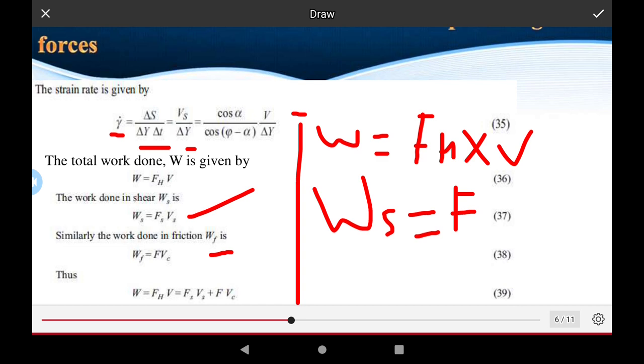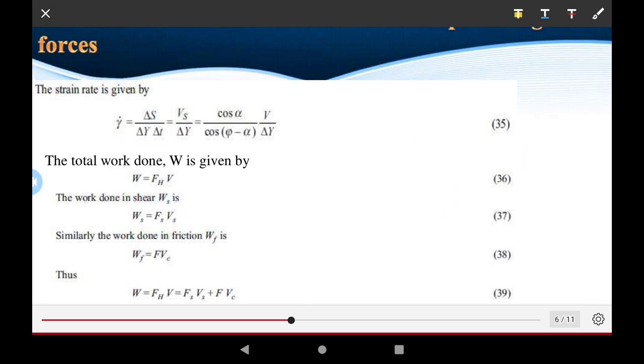Okay, so for the whole area, the total work is equal to shear work plus friction work, added for the total work. Okay.